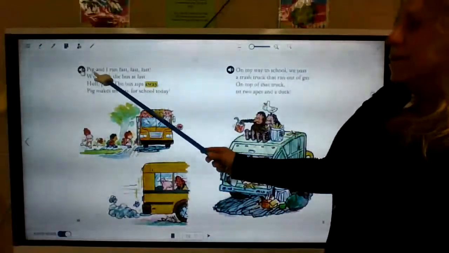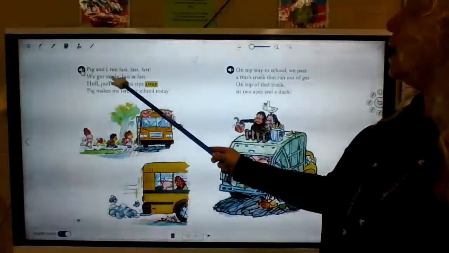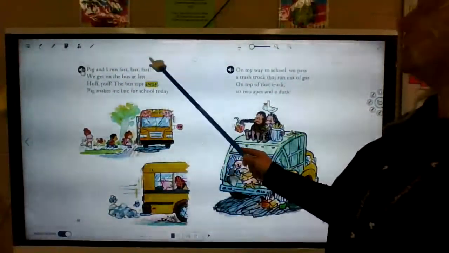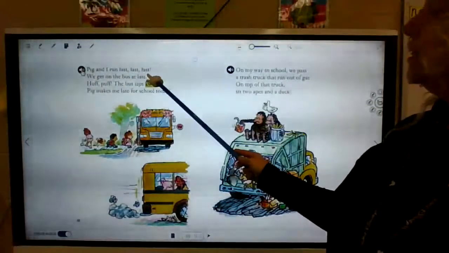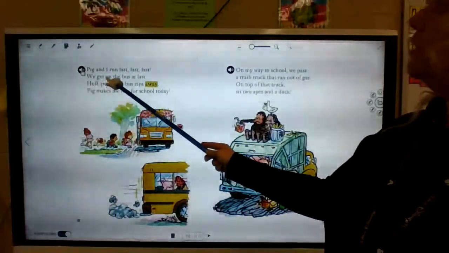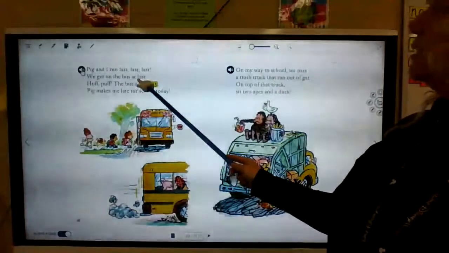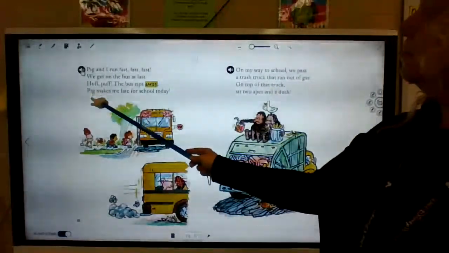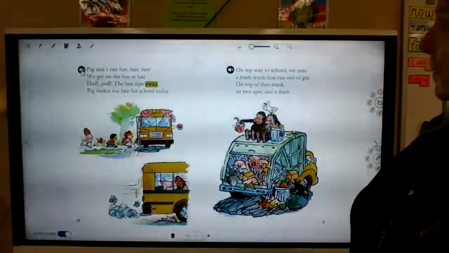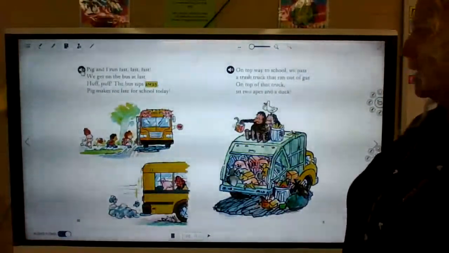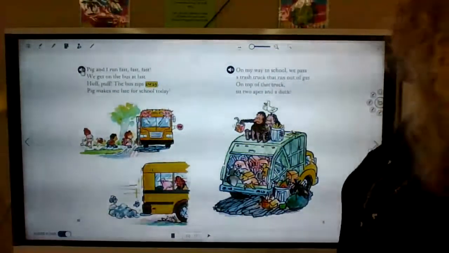Okay, let's read it. Pig and I run fast, fast, fast. We get on the bus at last. Huff, puff, the bus zips away. Pig makes me late for school today. Okay, so Pig gets on the bus. Now let's see.